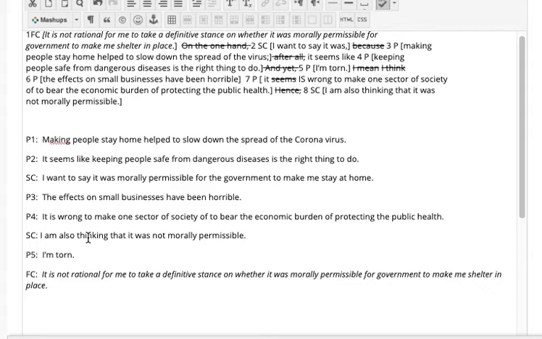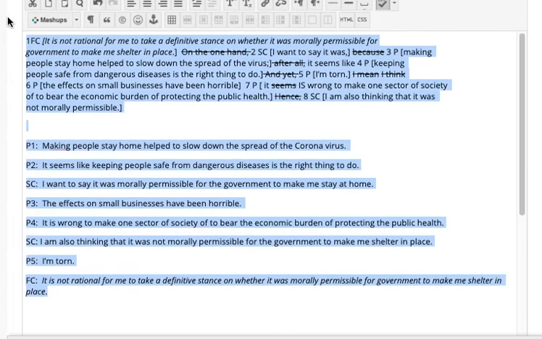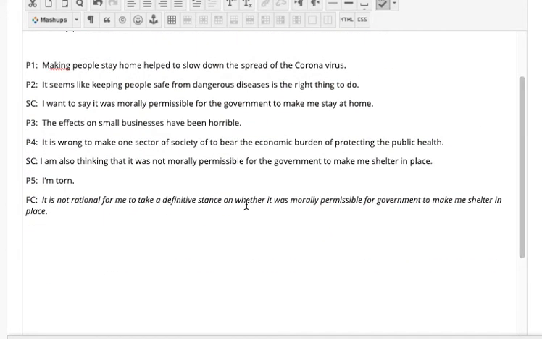What's wrong here? Need a capital letter. It. Let's do small letters there. Is wrong to make one sector of society bear the economic burden of the public health. Already has a period. I'm also thinking that it was not morally permissible. All right, so what I realized is, yeah, so I told you why I want to leave this in here. I would be okay if you took that out, though, of course. I'm also thinking that what was not morally permissible? So again, uniform language. That it was not morally permissible for what? For the government to make me shelter in place.